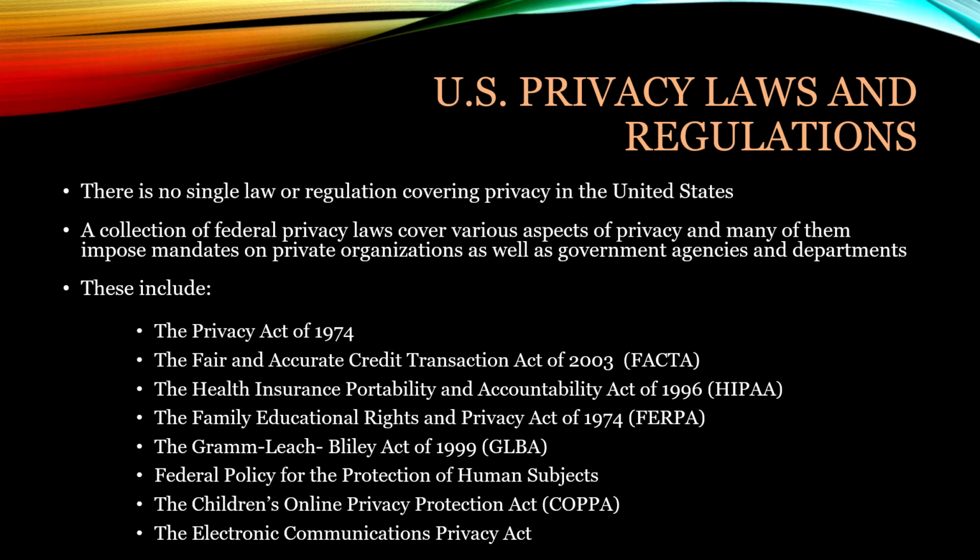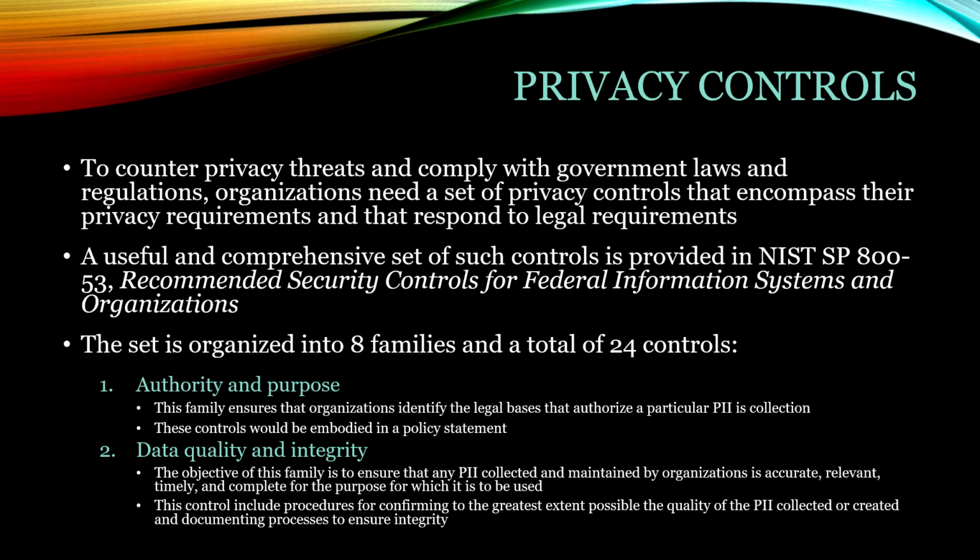This directly feeds into what are some of the privacy controls. And privacy controls include things such as encountering privacy threats and identifying them and complying with, again, local regulations, laws, torts, industry standards, things of that nature, that all set the privacy controls. So far in this section, we've looked at the potential threats to privacy and a broad approach to government regulation as a privacy. To counter privacy threats and comply with government laws and regulations, organizations need a set of privacy controls that will encompass their privacy requirements.